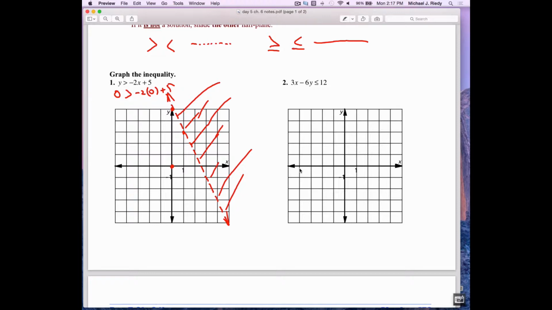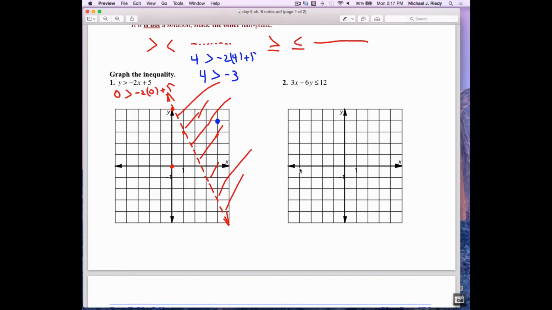So let's suppose I pick the point 4, 4, which is over here. If I test that, I get 4 is greater than -2 times 4 plus 5, which is 4 is greater than -3. That's a true statement, so I shade towards that point. So it doesn't really matter what point you choose. However, 0, 0 is usually pretty easy.